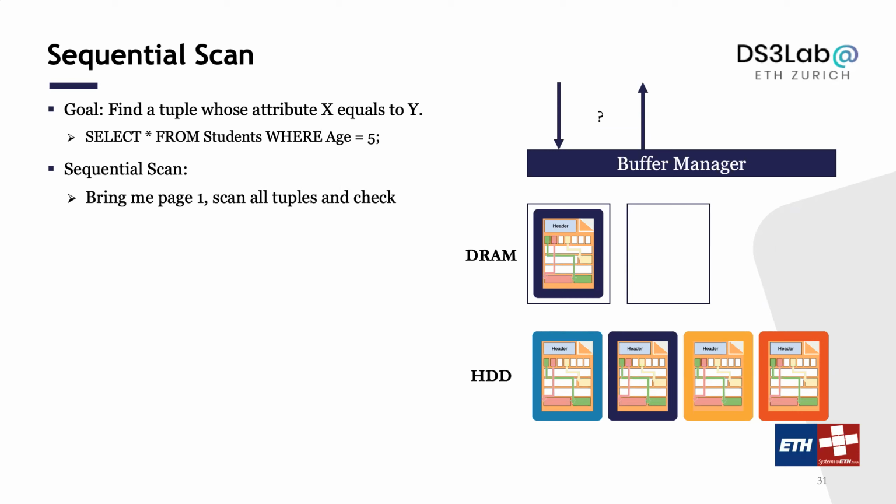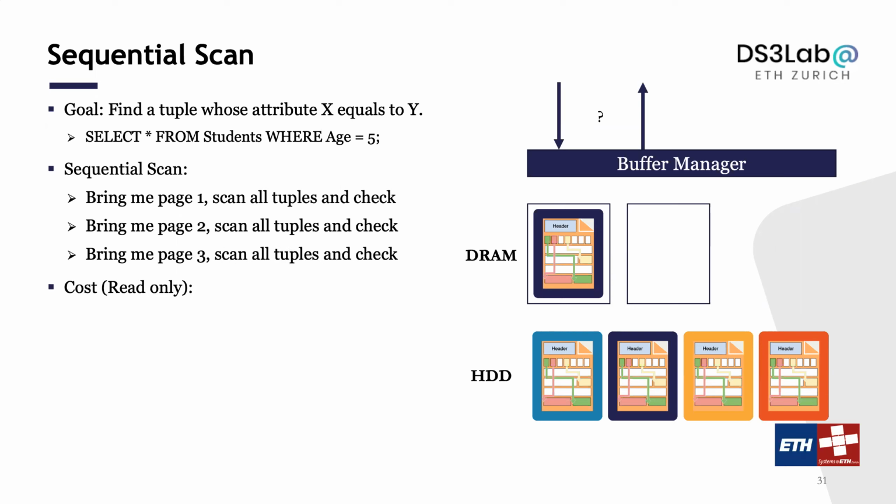You bring the first page of this relation, you scan all tuples and check whether they satisfy the condition or not. If they satisfy the condition, you return them, otherwise you do not return them. And then you bring page 2, page 3, and so on and so forth. So this is just one example of an access method implemented using sequential scan.